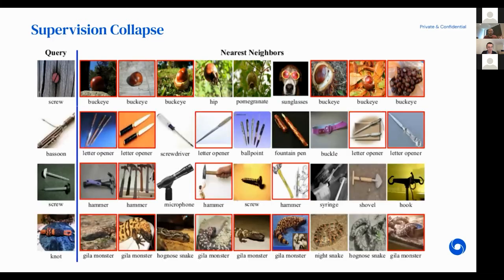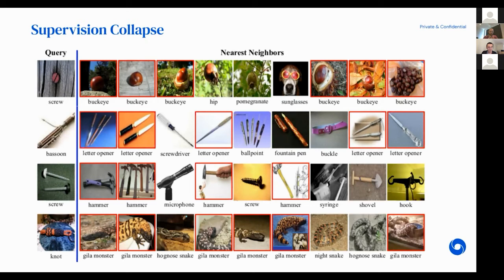And it's not just this image. There's other examples like this bassoon matched with letter openers. This knot is matched with a bunch of Gila monsters. And so this is kind of a persistent problem. Of course, there's many other examples where this doesn't happen that I'm not showing, but this does seem to happen occasionally.